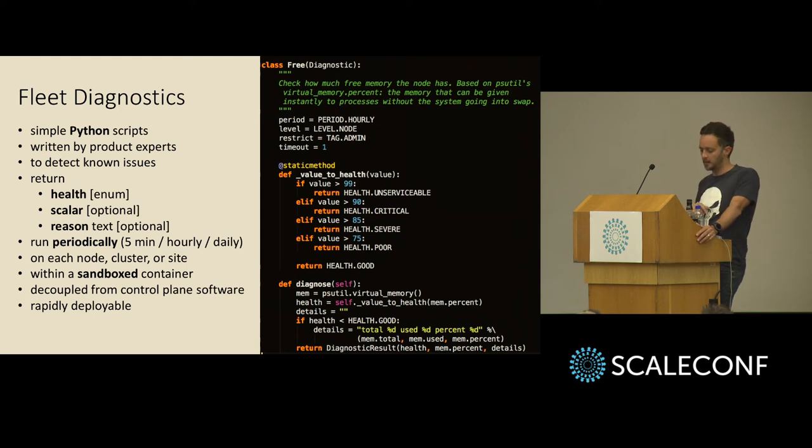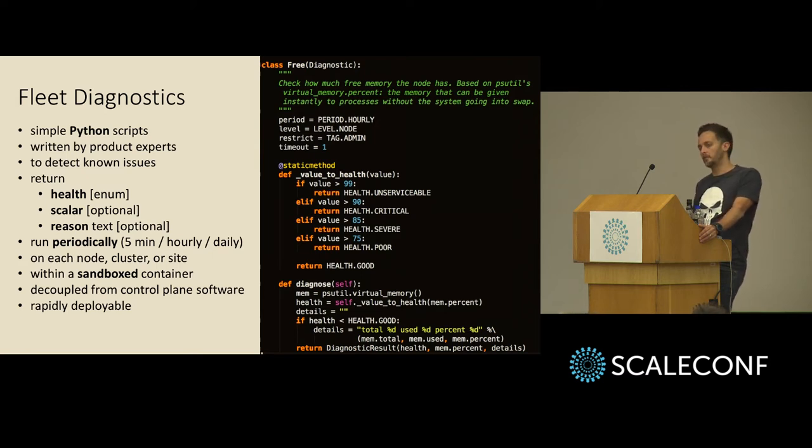Then the other thing that a diagnostic script needs is just a diagnose method, which returns a diagnostic result. This particular one has a fancy little method in the middle to map memory percentage to what it thinks is healthy or not. So in this case, if you're using 99 or more than 99% of your memory, your node is unserviceable. If you're using 75 or greater than 75, it's poor. Anything below 75%, and we think it's healthy.